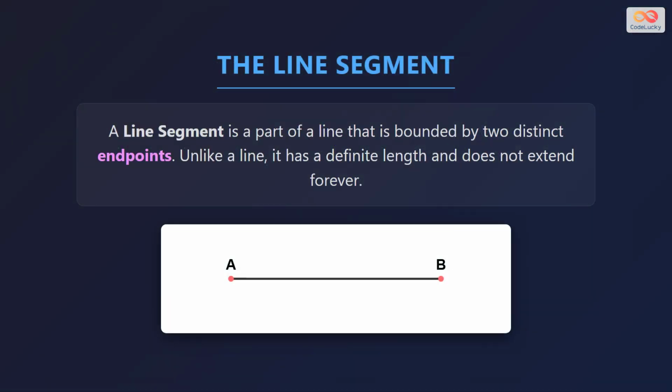First, let's define what we are talking about. A line segment is a specific part of a line. Unlike a line, which extends infinitely in both directions, a segment stops. It is bounded by two distinct endpoints. In this diagram, we have a segment connecting point A and point B.